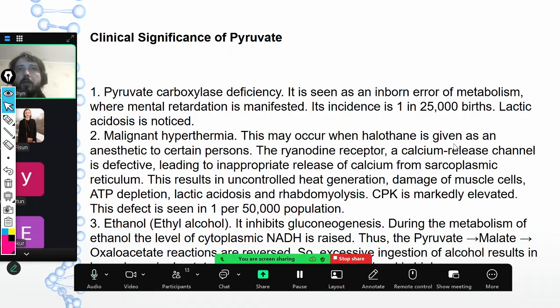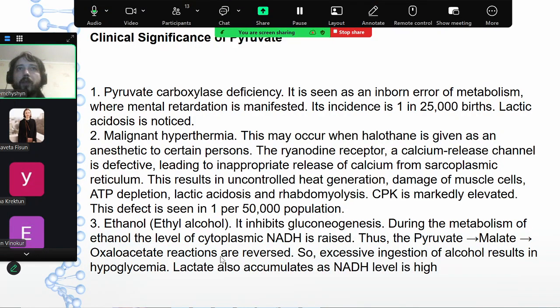What else? I'm skipping the mechanism. Clinical significance of pyruvate. So pyruvate carboxylase deficiency. It is seen as an inborn error of metabolism where mental retardation is manifested. So it's really, really bad. Incidence 1 in 25,000 births. So it's not so rare as we wish. In these cases, lactic acidosis is noticed. Maybe we will see how that happens.